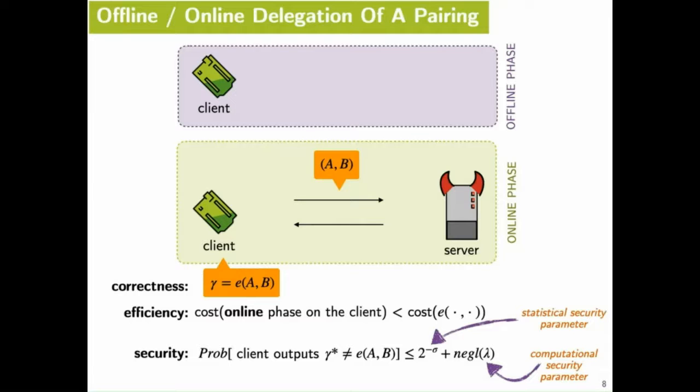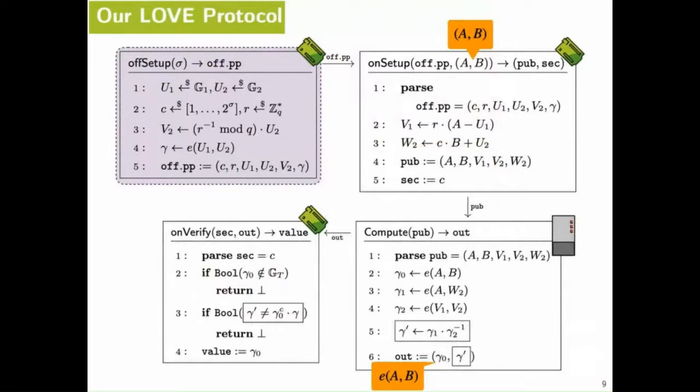Now we are ready to see how our LOVE protocol works. Here are the four main algorithms of the LOVE protocol. We have an offline setup, which is connected to the offline phase. And then in the online phase, we will have an online setup, a compute, and an online verification. Three of these algorithms are run by the client, while the compute algorithm is the only one run by the server.